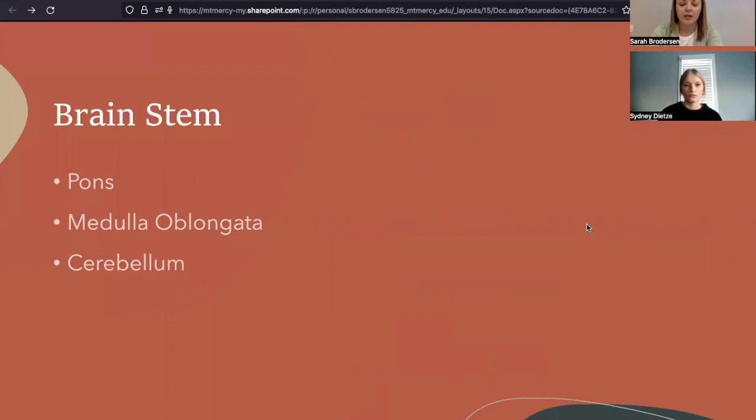So connecting the brain to the rest of the spinal cord is your brain stem, which is characterized by the pons, the medulla oblongata, and the cerebellum. Your pons is part of the brainstem, which is in charge of your sleep-wake cycles as well as your breathing. Your medulla oblongata is going to be in charge of the heartbeat, breathing, and blood pressure, which are all involuntary. And your cerebellum is going to be in charge of your walking, your posture, your balance, coordination, and eye movements, and also speech.